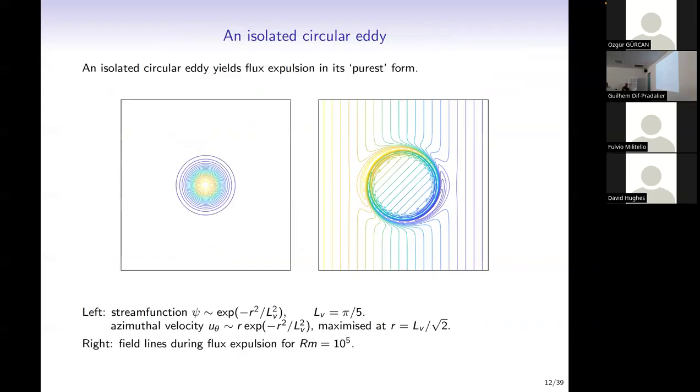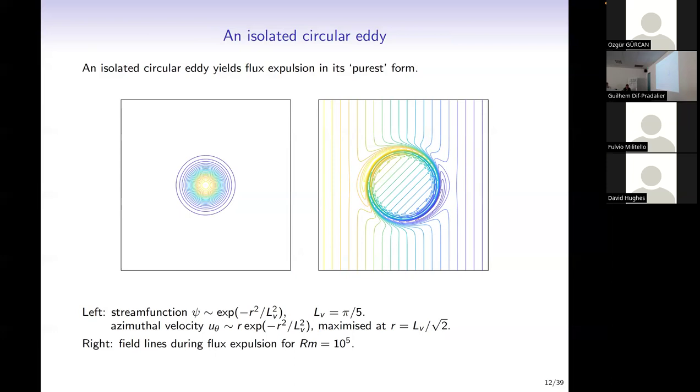So if you really want to pick up the 0.66 numerically, this is flux expulsion in its purest form, okay? Where you have an isolated eddy in a sea of nothingness. So this is the stream function here. So it's decaying exponentially. So it's just a swirling flow, and there is a peak velocity. The swirling flow peaks at this radius. Okay.